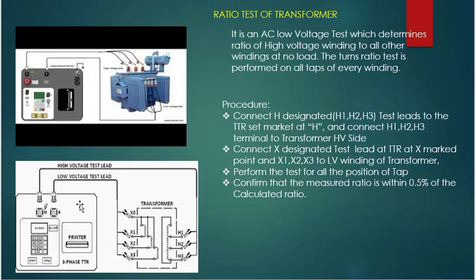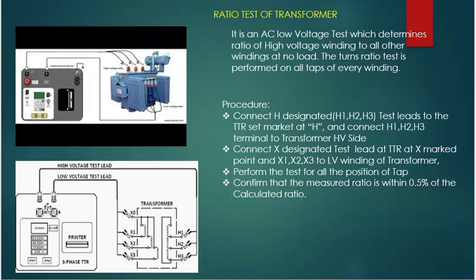The transformer should be isolated from the system, and here an automatic turns ratio tester equipment is shown in the picture. The equipment has two leads, marked H and X. The H leads are known as the high voltage test leads. One part of the lead is connected to the machine and the other part of the lead is connected to the transformer HV winding. For the low voltage lead, one part is connected to the instrument and the other part is connected to the transformer low voltage winding.